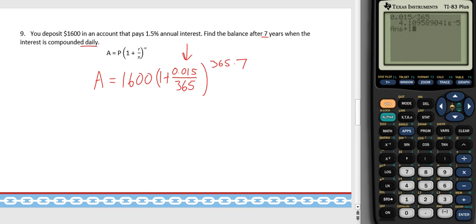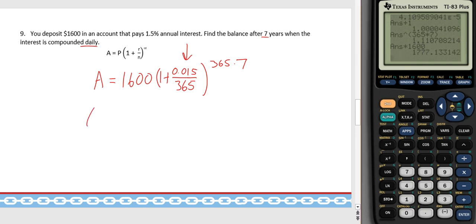I'm just going to keep working the problem. So I'm going to hit the +1. So that is my value that should be inside the parentheses. Next in order of operations, I'm going to do the exponent part. So I need to make sure that I put parentheses around my exponent, 365 times 7. And so that is what needs multiplied by that initial amount, right?